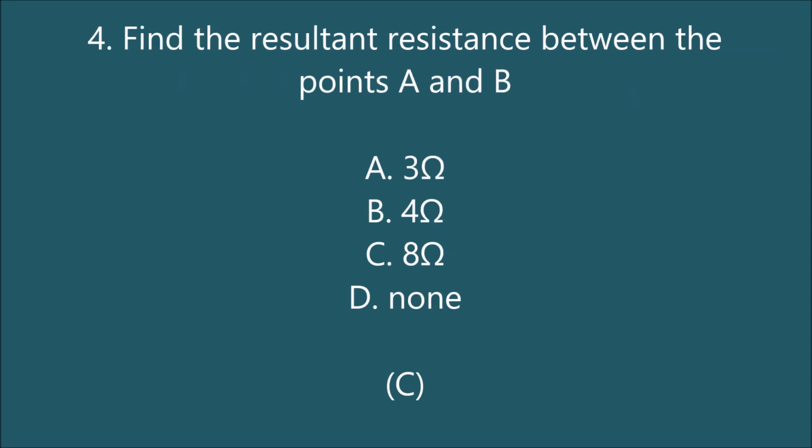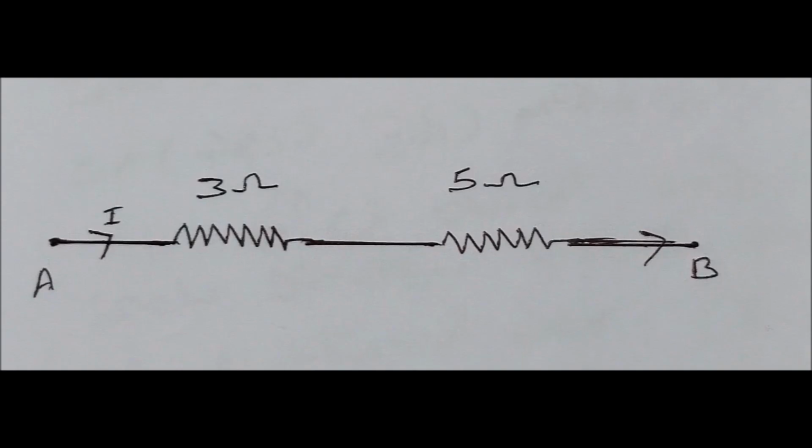Find the resultant resistance between the points A and B. 3 ohms, 4 ohms, 8 ohms, none. C is the right answer. Means 8 ohms. Look at this image. Here it is a series connection. Given resistors R1 is equal to 3 ohms and R2 is equal to 5 ohms. In series connection, the resultant resistance is equal to R1 plus R2. That means 3 plus 5, we get 8 ohms. 8 ohms is the right answer.